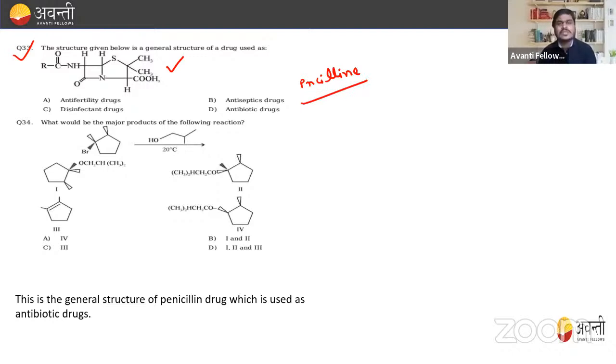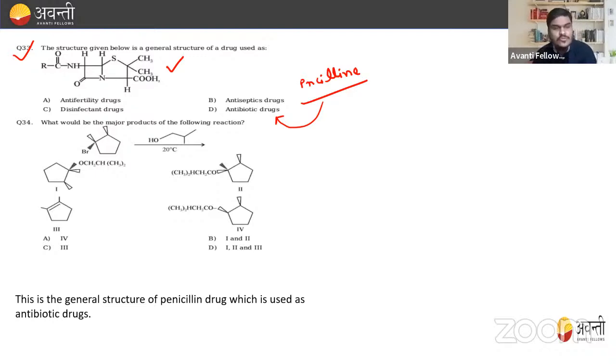So the structure given below is penicillin, and penicillin itself belongs to the category of what? That is antibiotic drugs, right? I hope it is clear to everyone. What are antibiotic drugs and all? Okay. So I guess many of you did this question very correctly, right? Out of these, whether it is an anti-fertility drug, antiseptic drug, disinfectant drug, or antibiotic drug, penicillin belongs to the category of what, beta? It belongs to the category of antibiotic drugs, right?